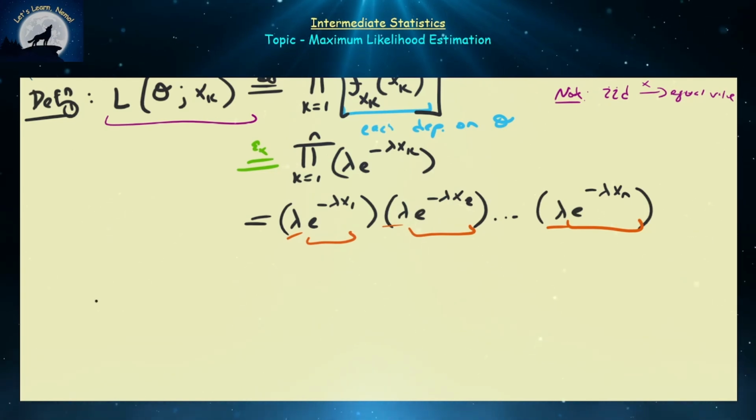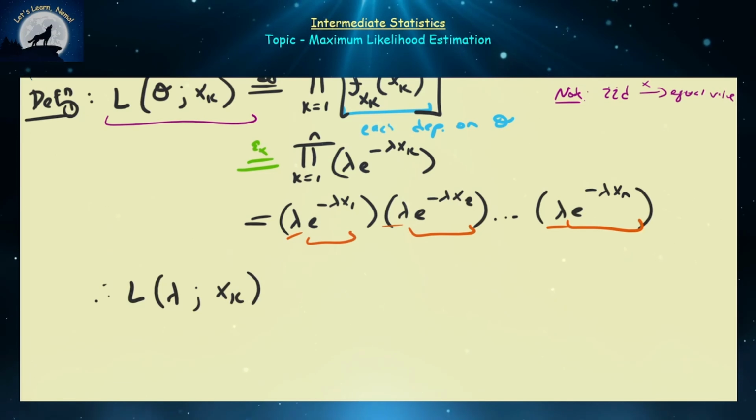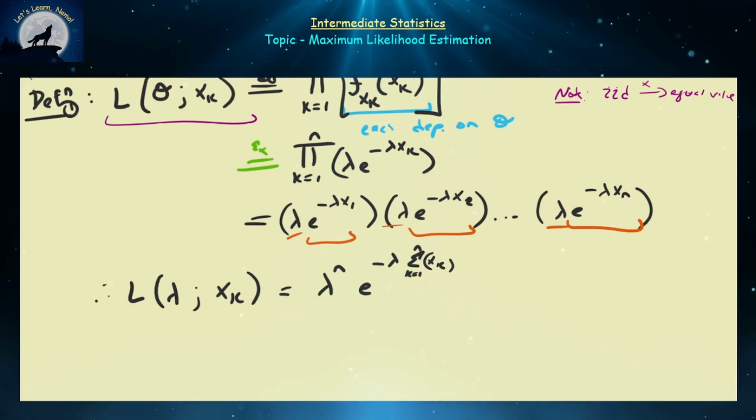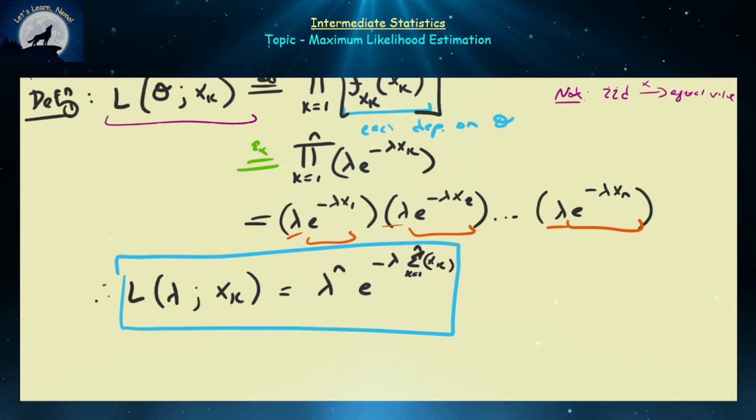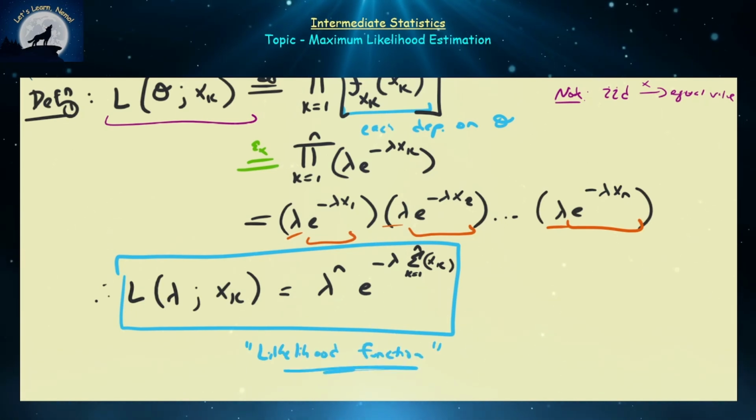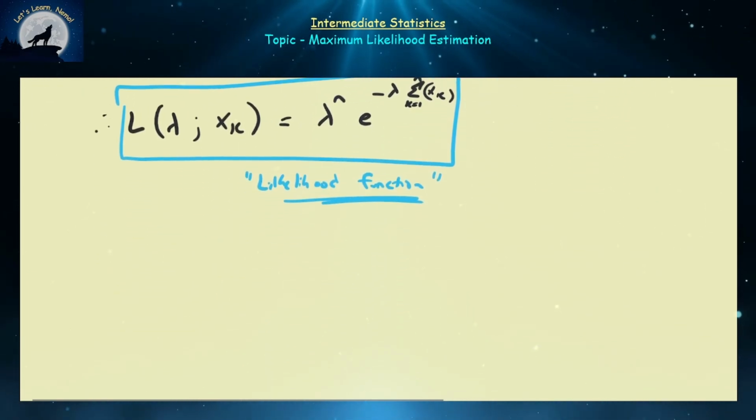So for the exponential distribution, the likelihood function, L of lambda of xk, will be equal to lambda to the power of n, e to the minus lambda times the sum from k equals 1 to n of xk. We have this function here, which again we call the likelihood function. One of the very first things you want to do when you want to find a maximum likelihood estimator is to find this likelihood function.